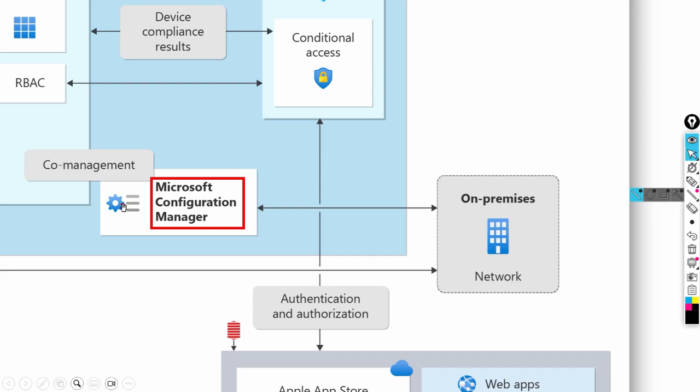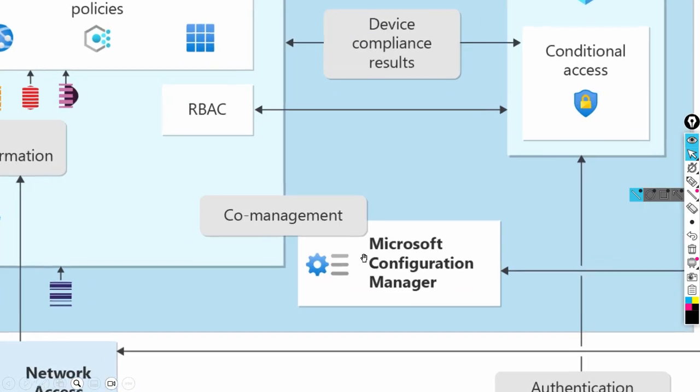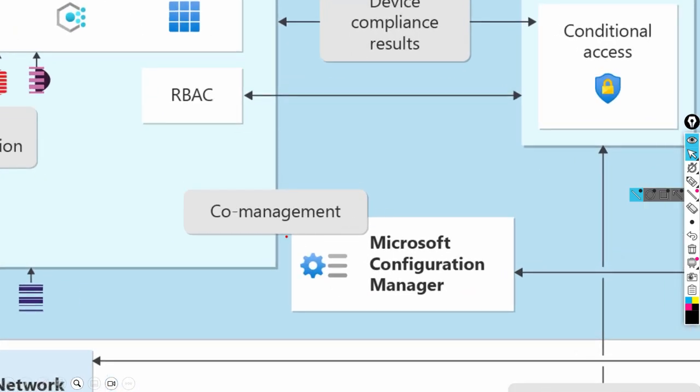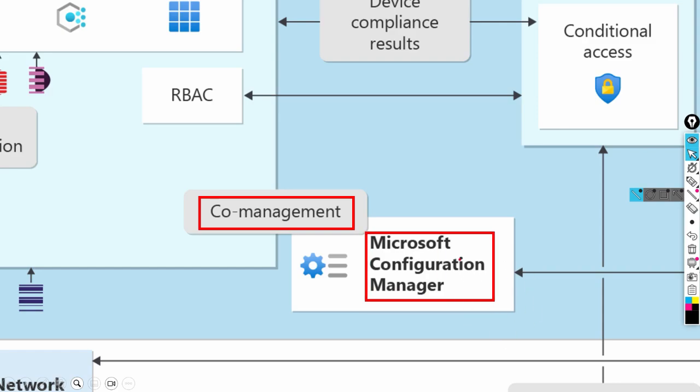Then Microsoft came with a functionality called co-management. Intune is more cloud-based, and SCCM is more on-prem. SCCM mostly works on on-prem devices which are on the domain. So now co-management came into the picture.